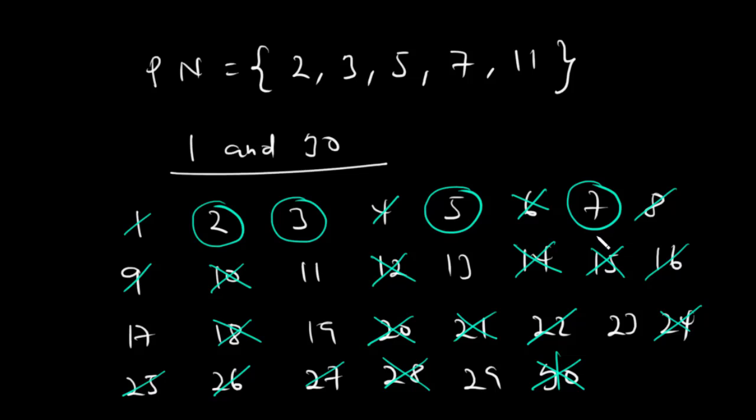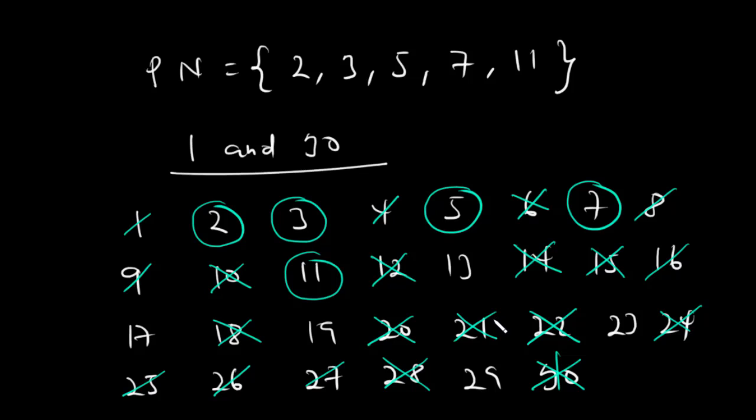The next number after 7 is 8. However, 8 has been cancelled out. Aside from 8, 9 has also been cancelled out. 10 has also been cancelled out. So the next number we need to circle is 11. Now multiples of 11 are 22.